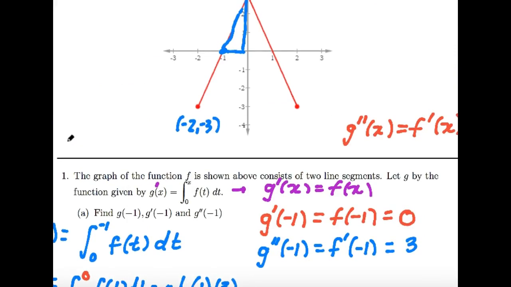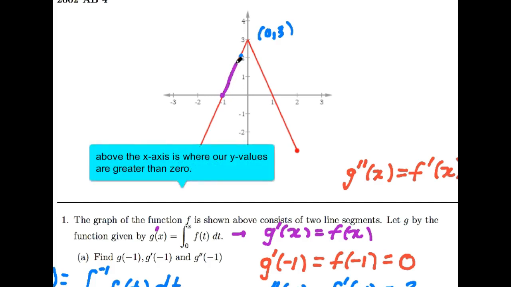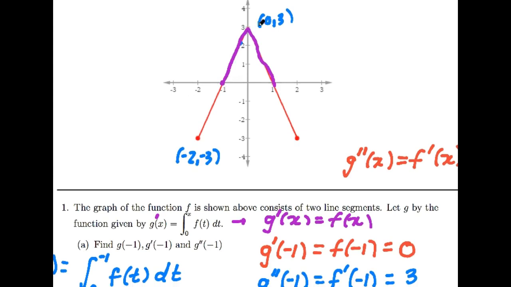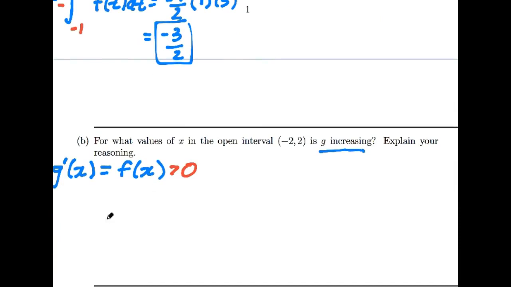Okay, so we have to look at the graph and say, what values on our graph do you see where the derivative is above the x-axis? And it goes from here to here, this v. So from -1 to 1, g prime is above the x-axis, and so g prime is positive. That means g is going to be increasing. So this happens on the interval from -1 to 1.